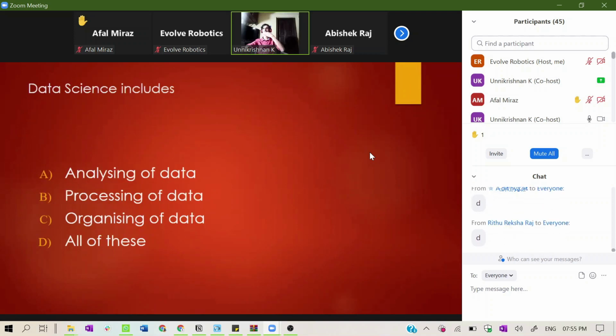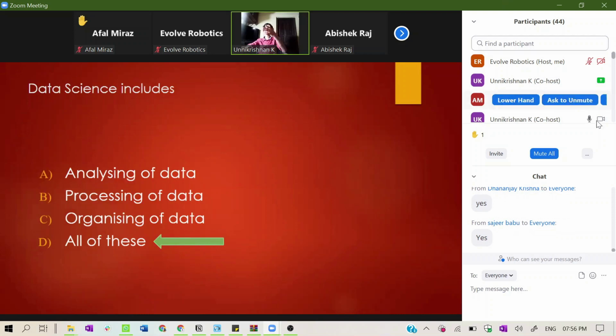So analyzing of data means studying the data. Processing of data means forming data, and organizing means arranging. So obviously all these steps are involved in data science. So the answer is all of this. So I hope everyone got a general idea about what data science is, isn't it? Yes, I see. Hope I didn't bore you.